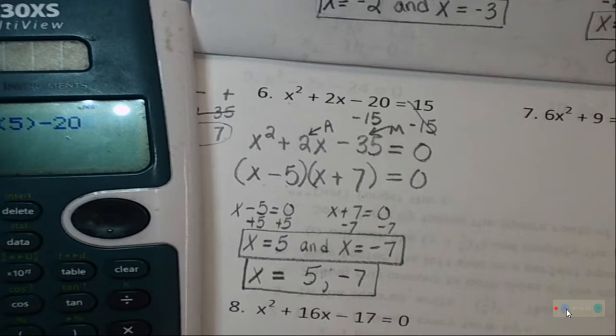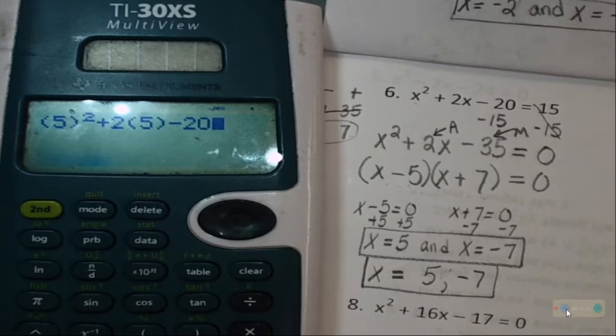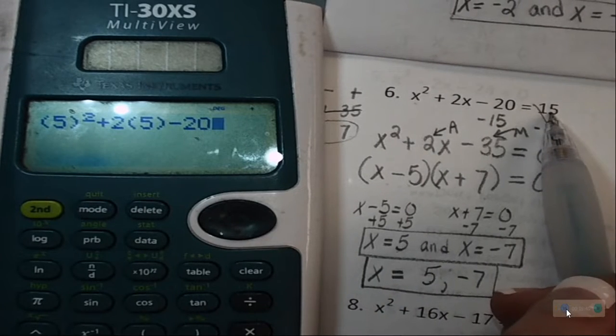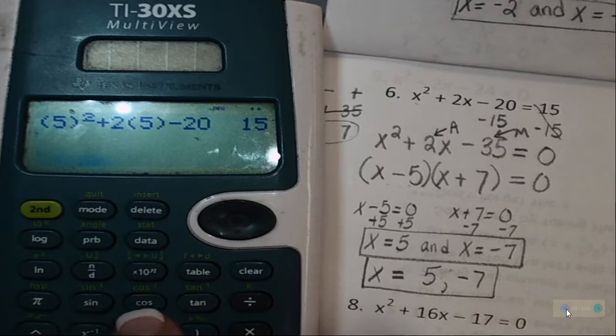yes, all right, so we were trying to check this. So I'm plugging in what we think our answer is. So if I plug this in, if it equals 15, it's the right answer. What does it equal? 15, it's the right answer. Let me check negative 7. I'm going to do parentheses negative 7 squared plus 2 times negative 7 minus 20.